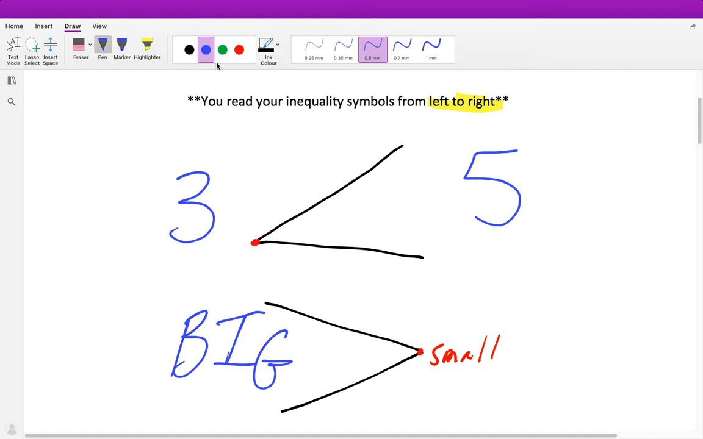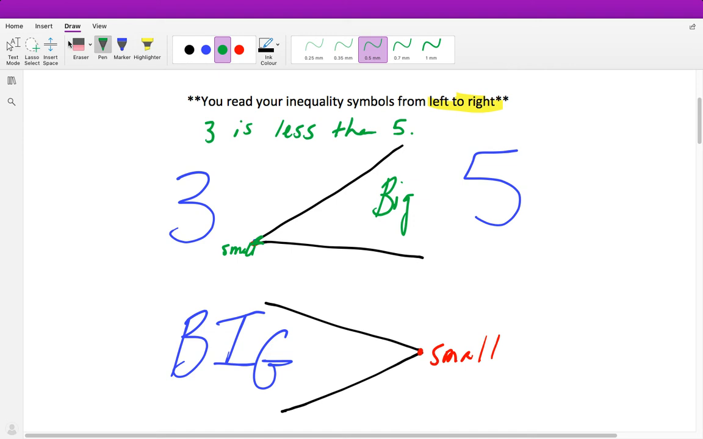All right, 5 is greater than 3, and that's why it is opening up to the bigger side here. Right, it's opening up to this bigger number, and here where we come to the small little point, that is going to be our smaller number. And the way that we would read this is we start from the left. We would say 3 is less than 5.